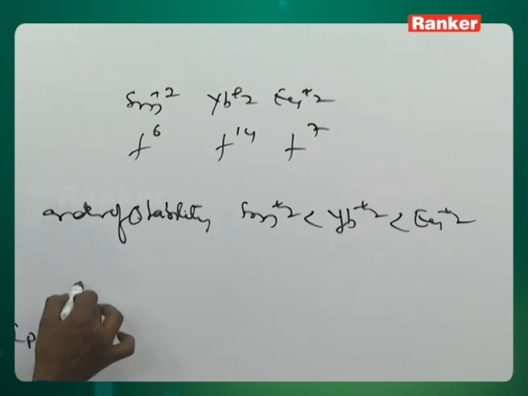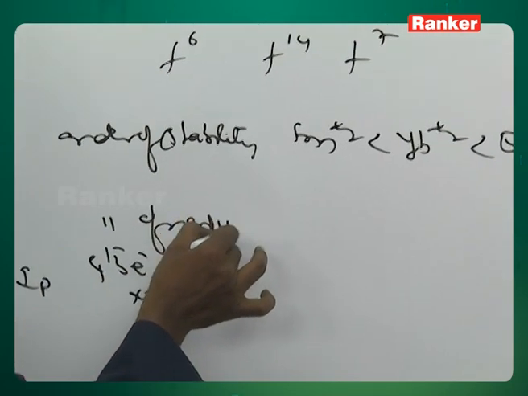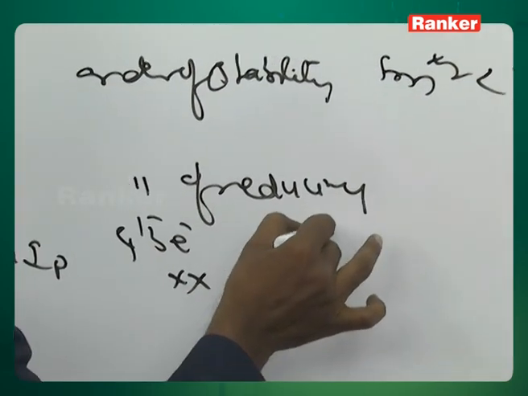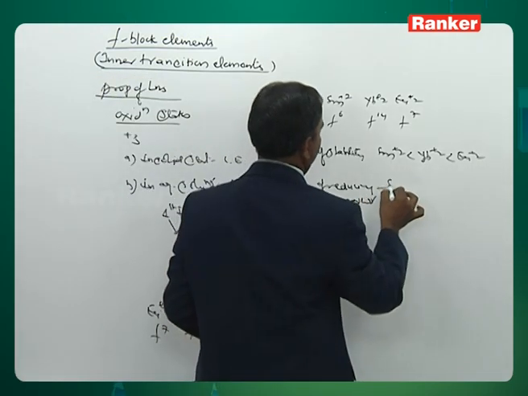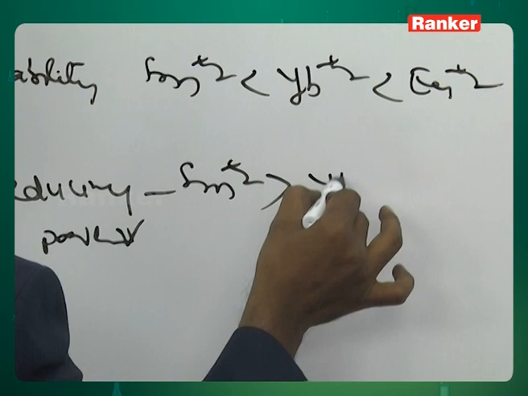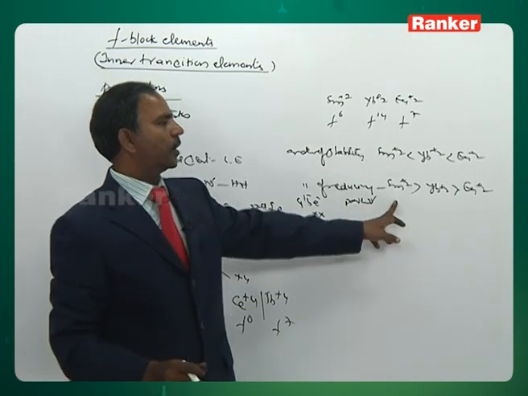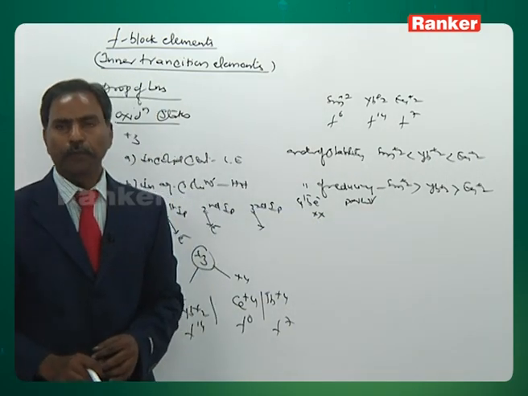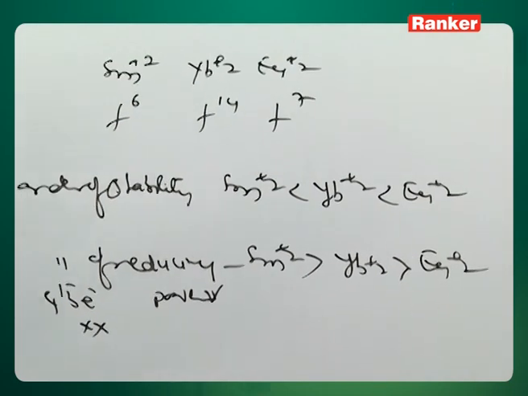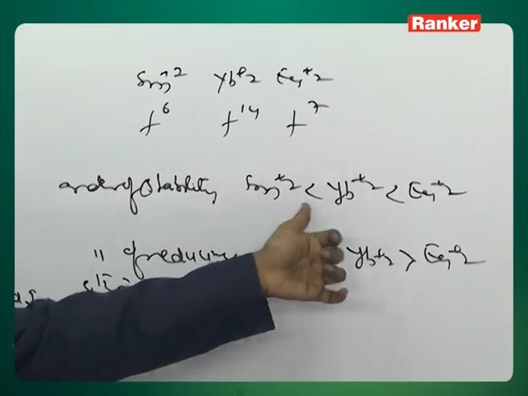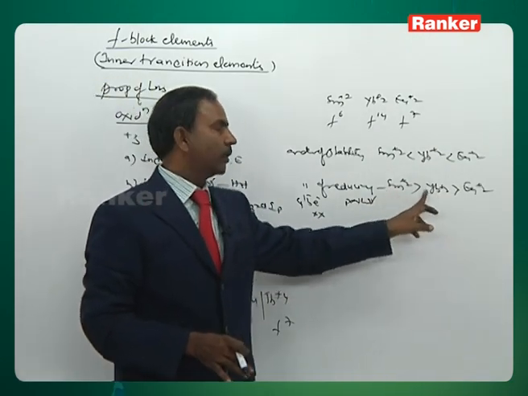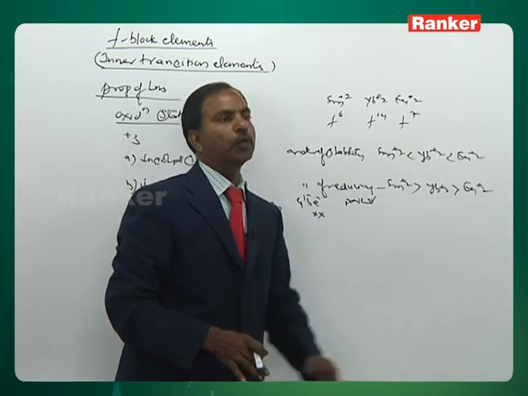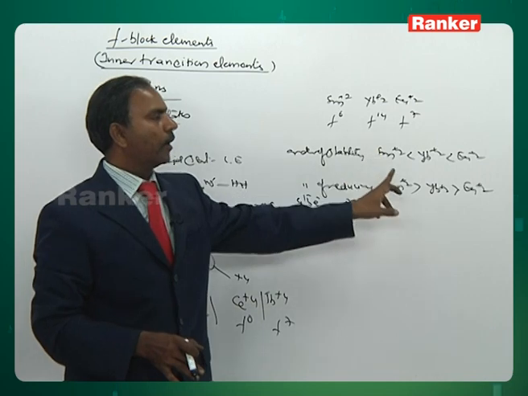Next, the order of reducing power of these. Samarium +2 is a strong reducing agent, then ytterbium +2, then europium +2. How can you say this order? Whichever ion is least stable will be the strong reducing agent. Therefore, samarium +2 is less stable than ytterbium, and ytterbium is less stable than europium. Therefore, samarium is a stronger reducing agent than ytterbium, which is a stronger reducing agent than europium. This is the order of stability and the order of reducing power.